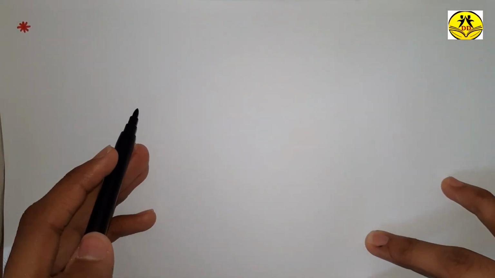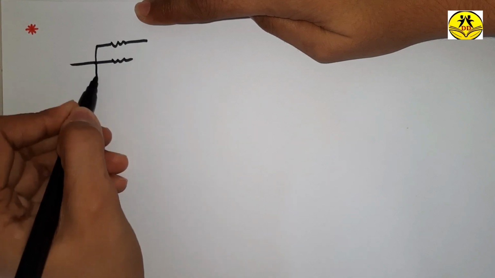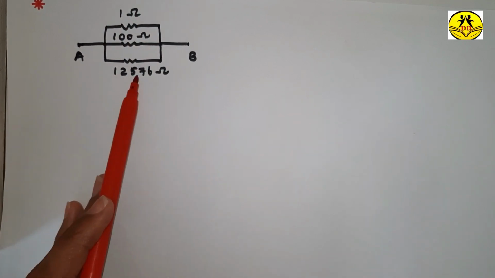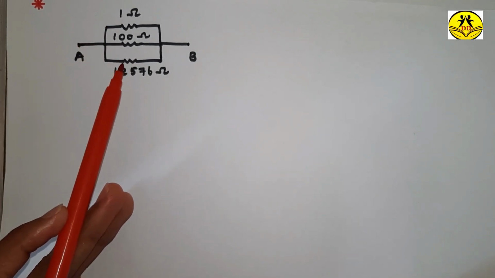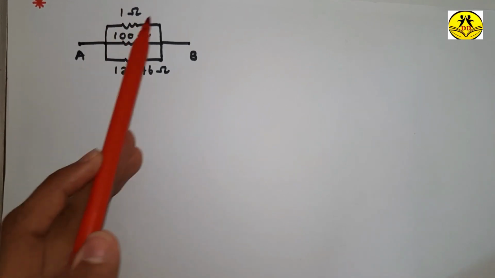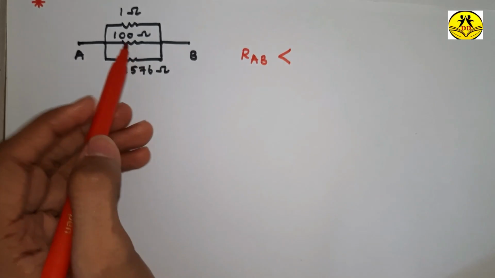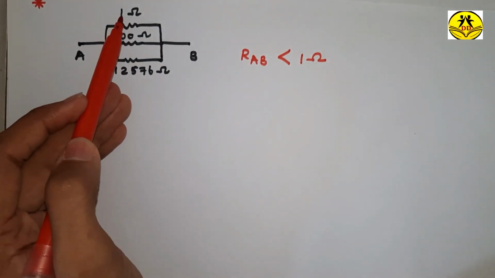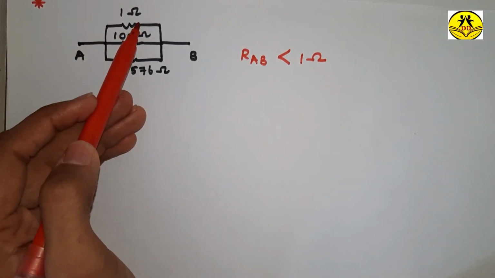Also another point you should know is, consider a circuit like this. One resistor with 1 ohm, another with 100 ohm, another with 12,576 ohms connected parallelly. Now always in a parallel combination of resistors, the equivalent resistance is less than the smallest resistor in the resistor combination. Always it's like that. So RAB is always less than the value of the smallest resistor of the combination. So assume if the value of the smallest resistor is 5 ohm here, so RAB is less than 5 ohm, the value of the smallest resistor.